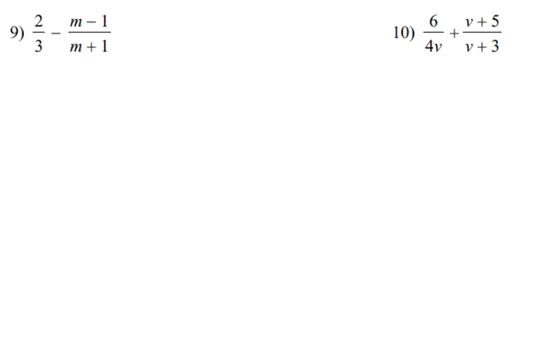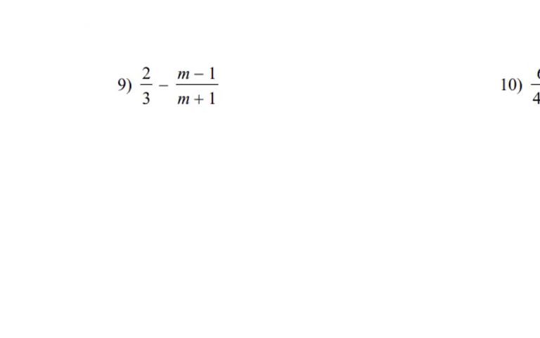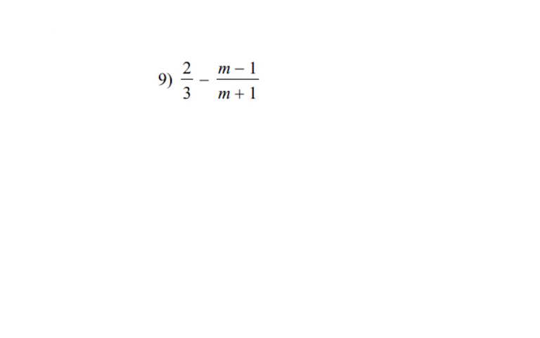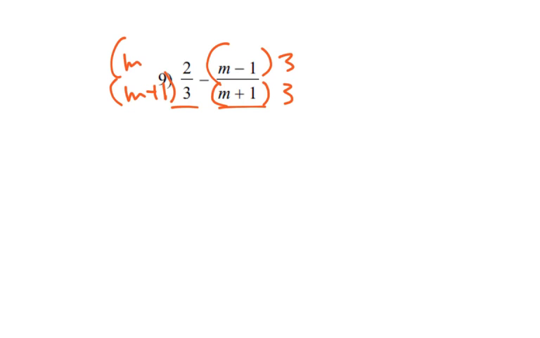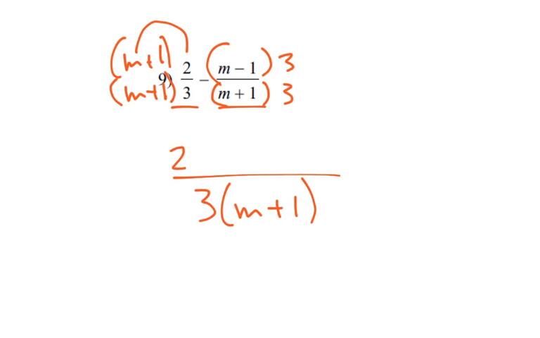Alright, so now we've got some more that don't have common denominators. So let's scoot this over a bit. So m plus 1 and 3. So I need to multiply the right side by 3 and the left side by m plus 1. That will give me that common denominator of 3 times m plus 1.